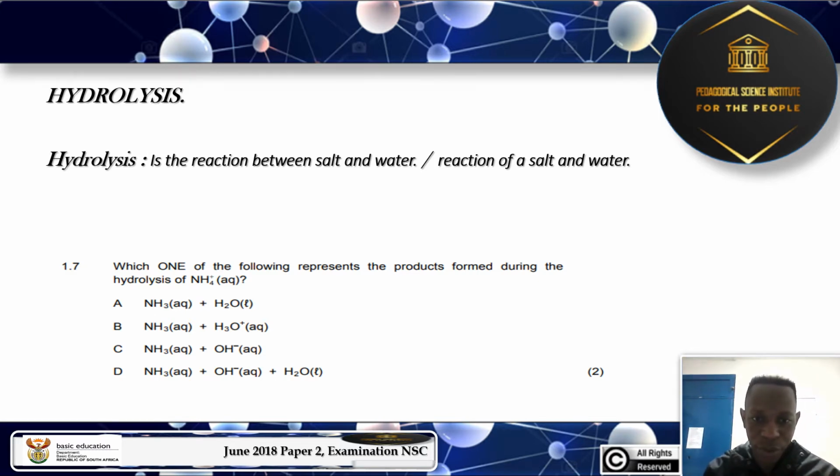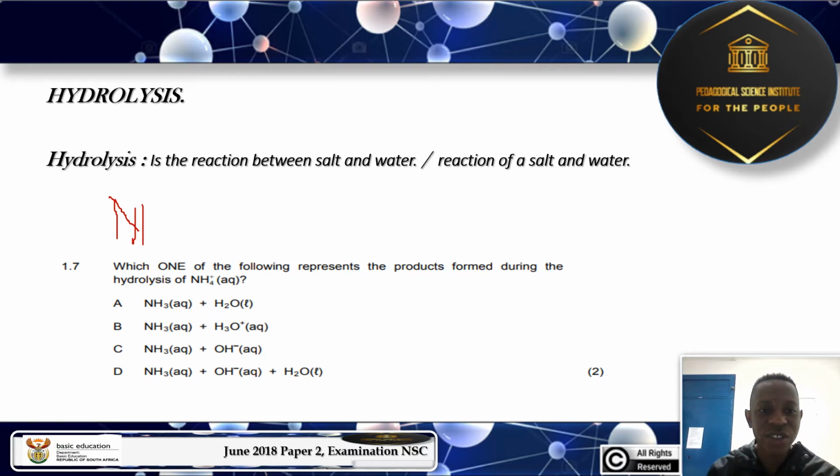Which one of the following represents the product formed during hydrolysis of NH4? So how are we going to do this? We need to write the equation on our own. On the definition, hydrolysis is the reaction of salt and water. So this is the salt. We are given the salt, which is N.